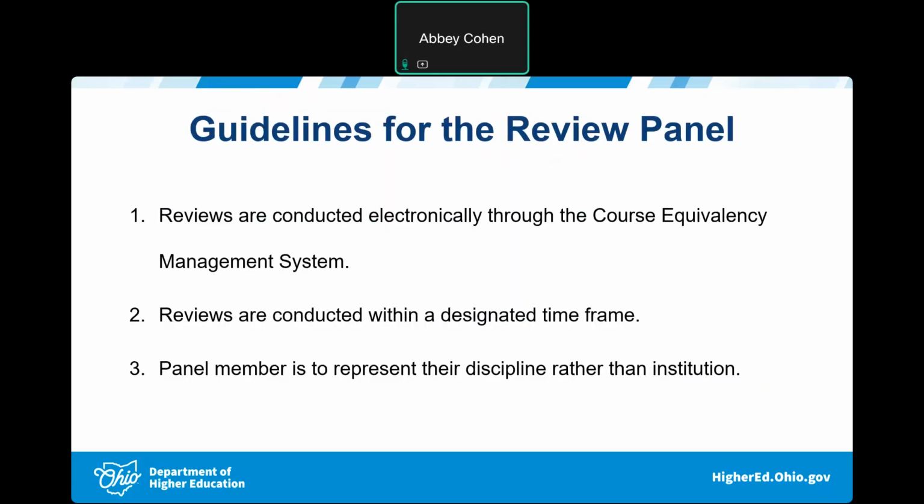The next few slides identify 10 guidelines for review panel members. The first 2 guidelines include all reviews will be conducted electronically through the Course Equivalency Management System during the designated time frame. The next guideline is panel members are to represent their discipline rather than their institutions.